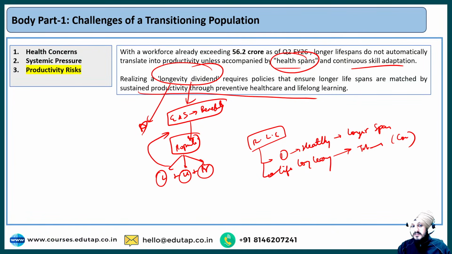So the economic survey says that realizing a longevity dividend requires policy that can ensure longer lifespans, and these longer lifespans are matched by sustained productivity through preventive healthcare and lifelong learning. So this is something that is required.